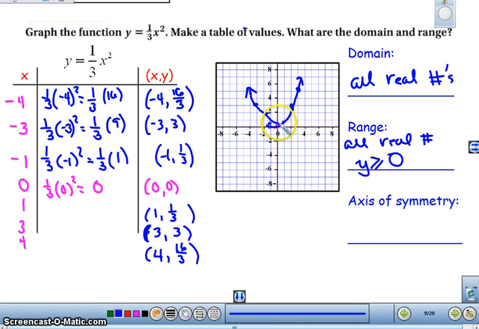Where is our axis of symmetry? Well, we've just seen that our vertex is at 0, 0, so x equals 0. Remember that the axis of symmetry is really this vertical line that's right on top of that.